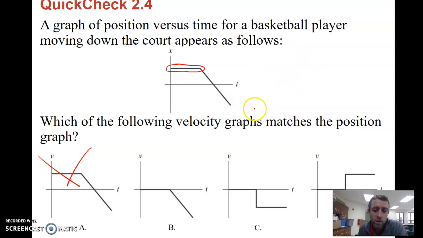And then what do we know about this slope? Well, it's a negative slope, right? And it's a constant value. So that means the velocity is not changing. So it can't be B because the velocity is changing in B. Now then the question is, all right, is it C or D? Well, we just said it's a negative slope, and therefore you have a negative value. So you can't have a positive value. It can't be that. It's got to be C.